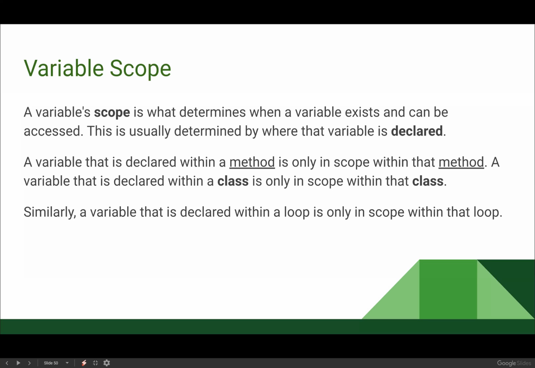Since methods are going to exist within a class, any variable inside of a class will be accessible to the methods inside that class because it will be in scope. And very similarly, any variable declared within a for loop will only be in scope inside of that for loop. So your iterators are only going to exist inside the loop where you declared them.